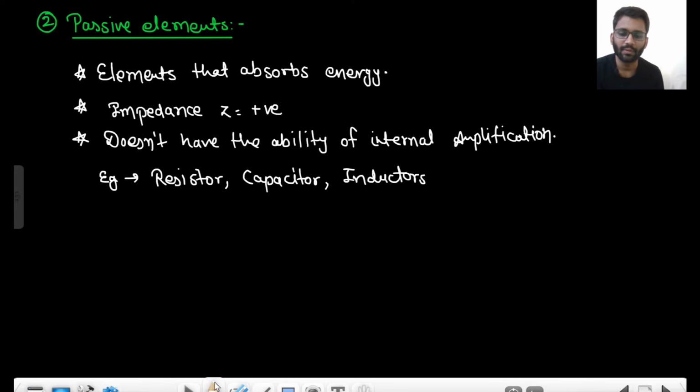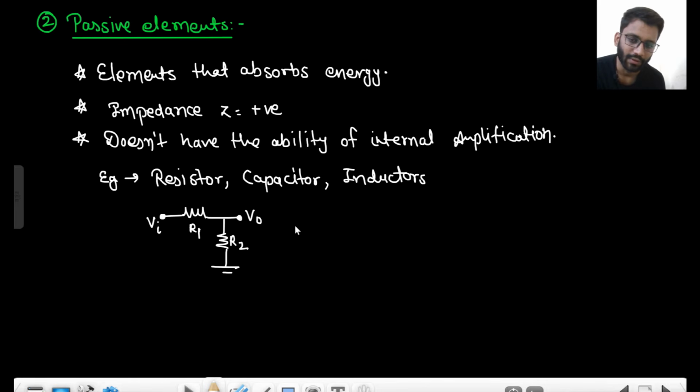So what do I mean by the impedance has to be positive? Okay, fine, an element that absorbs energy, that is also fine. What do I mean by internal amplification? That means, if I connect two resistors like this, let's call this one R1 and this one R2, and I apply Vin here, and this is your V0. So V0 will be R2 upon R2 plus R1 into Vin.